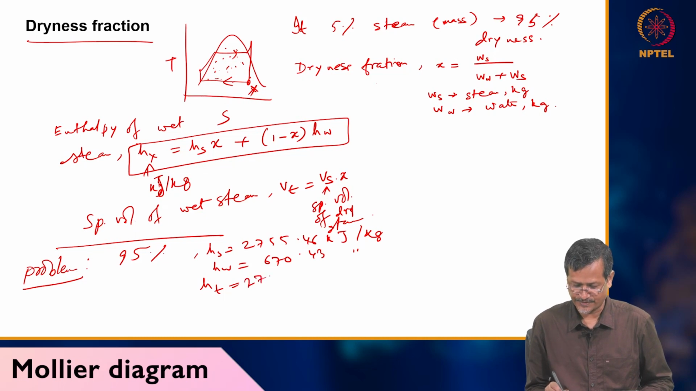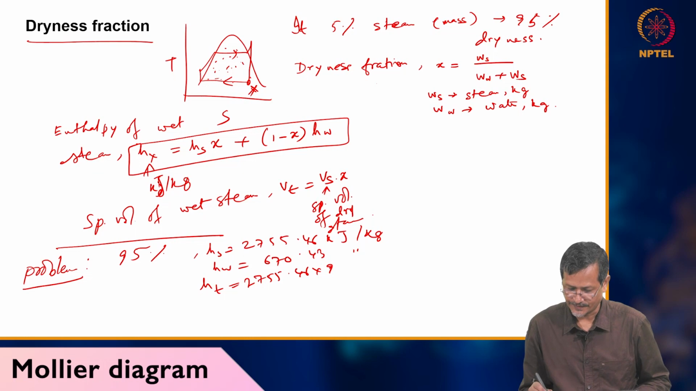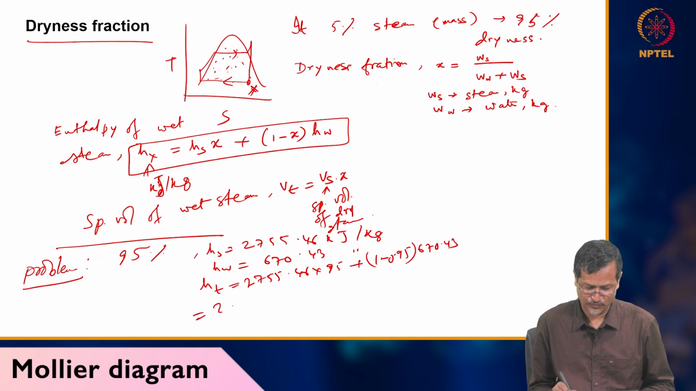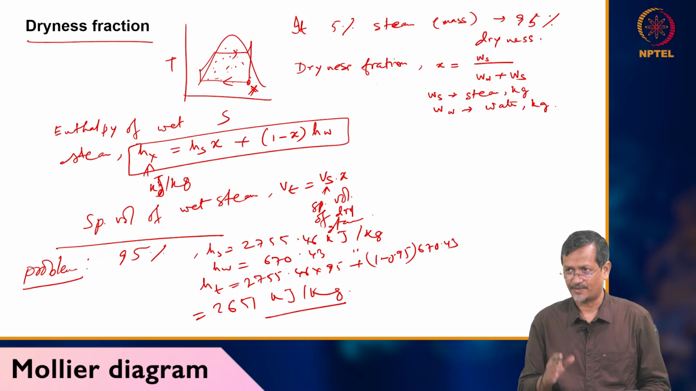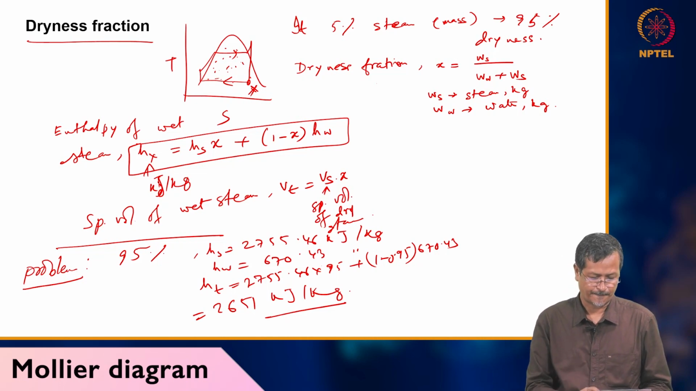So 2755.46 into 0.95, dryness is given as 95%, plus (1 minus 0.95) into 670.43. So this value will come to about 2651 kJ per kg. This way you can calculate your enthalpy. If some parameter is given and some is not, you can calculate it.